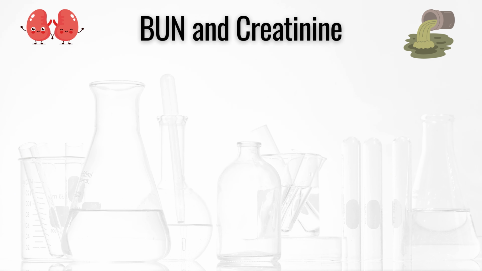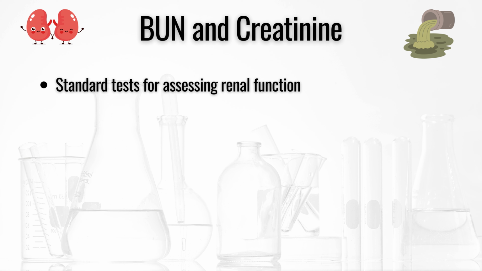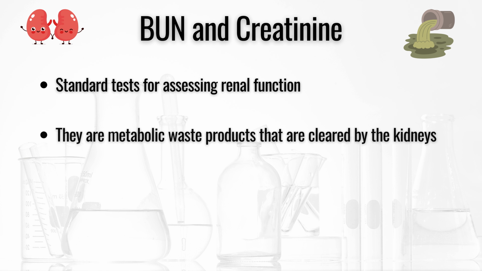The next column in the BMP contains the markers of renal function. The BUN and creatinine are still the standard tests for assessing the kidneys. Both of these are metabolic waste products that are cleared by the kidneys, so an accumulation of them usually indicates the kidneys are not functioning at a normal level.